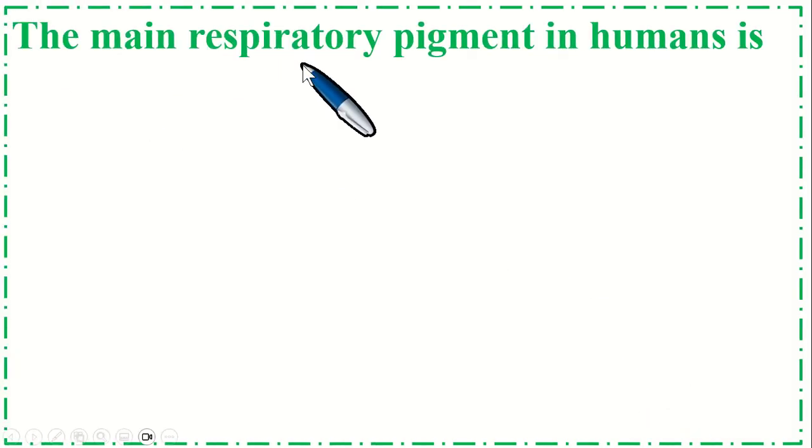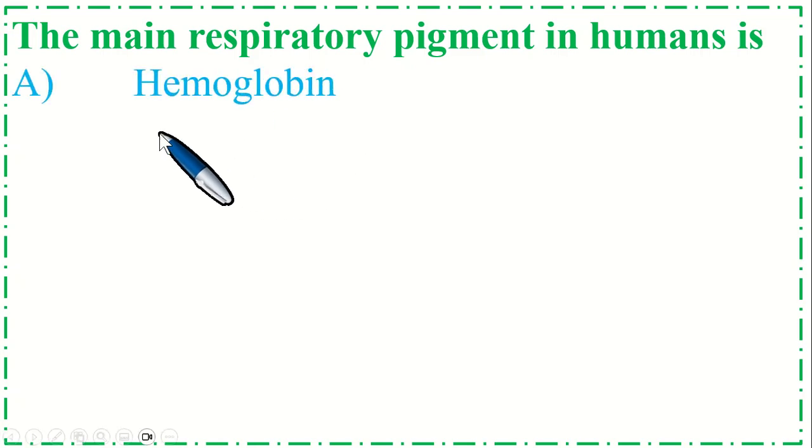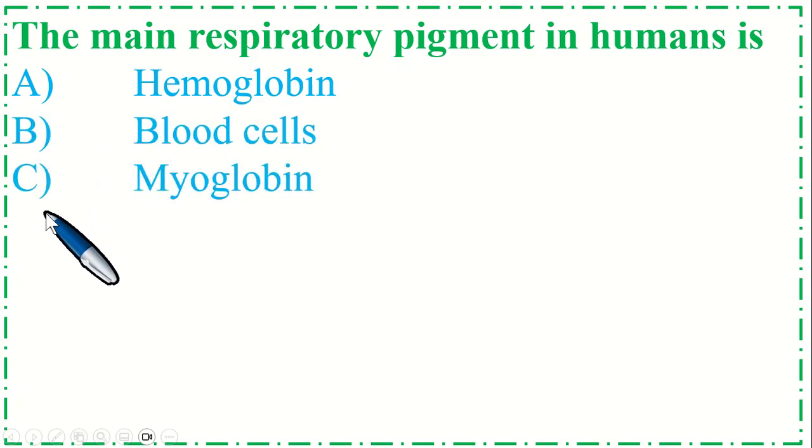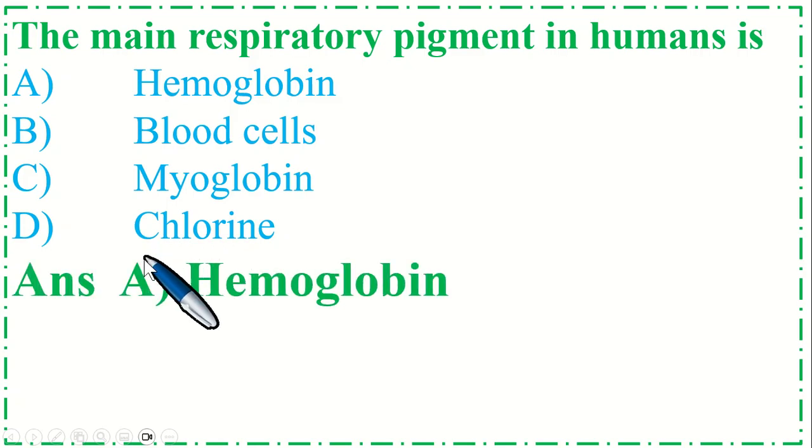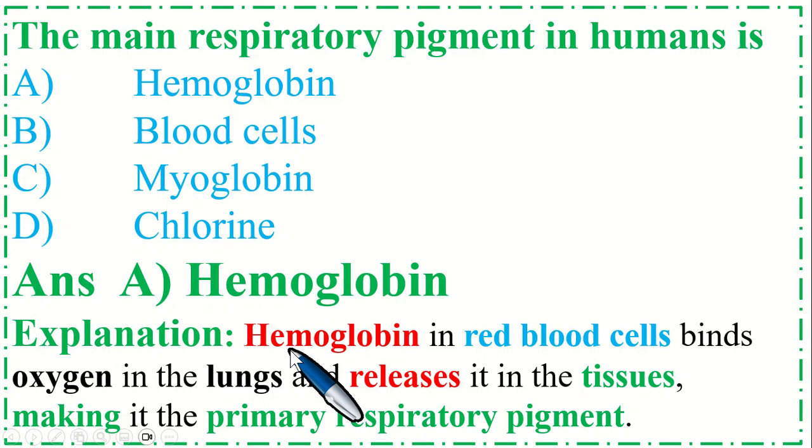The main respiratory pigment in human is option A hemoglobin, B blood cells, C myoglobin, and option D chlorine. So the correct option is A hemoglobin. Explanation is the hemoglobin in the red blood cells binds oxygen in the lungs and releases it in the tissues, making it the primary respiratory pigment.